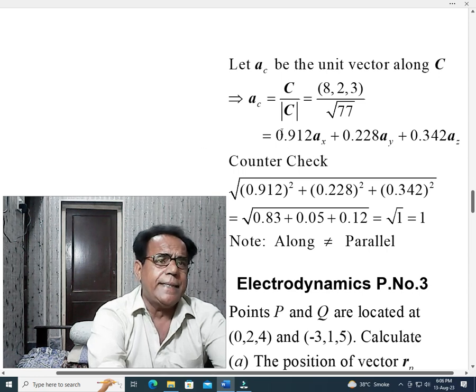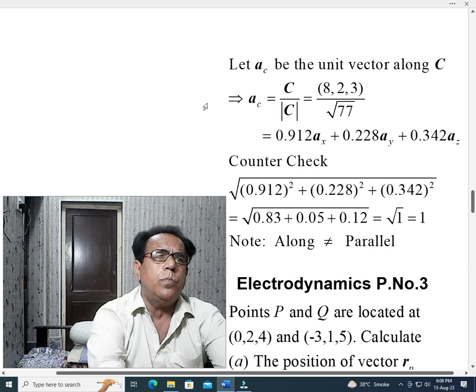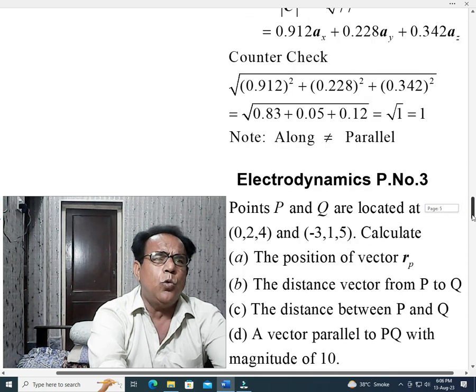We check that the square root of the square of this plus square of this plus square of this becomes equal to 1. Then our answer is correct, because the magnitude of a unit vector is always unity. So it is becoming equal to 1, and we have solved our problem correctly. This is just a counter check. It is not necessary, this is for our own satisfaction.